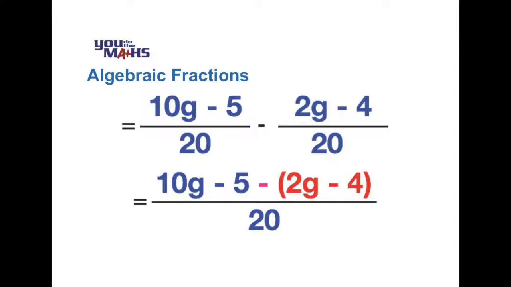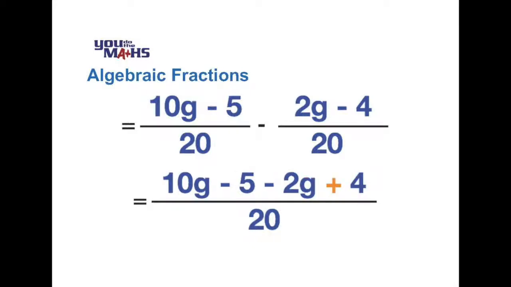Now when we do this, we need to take care because we're subtracting the second fraction. So everything in the numerator of the second fraction is being subtracted. In other words, it's take away, in brackets, 2g minus 4. When we remove the brackets, it becomes take away 2g plus 4. And the reason why that is because we're taking away a negative, in this case taking away negative 4.